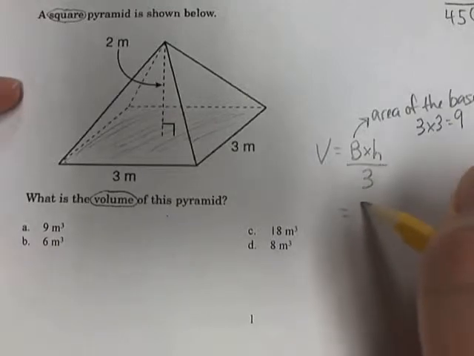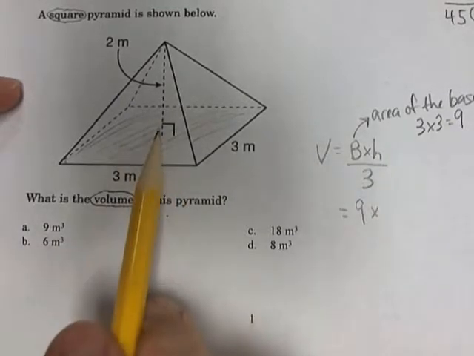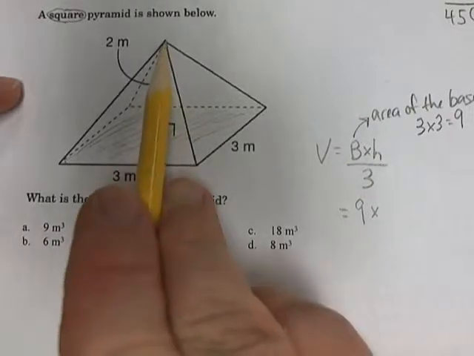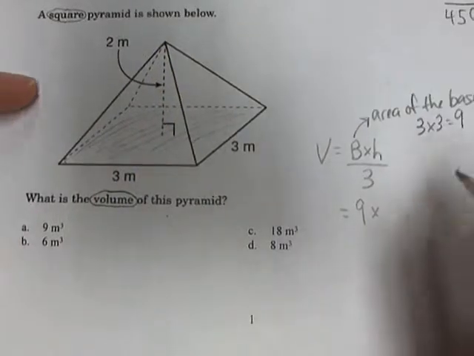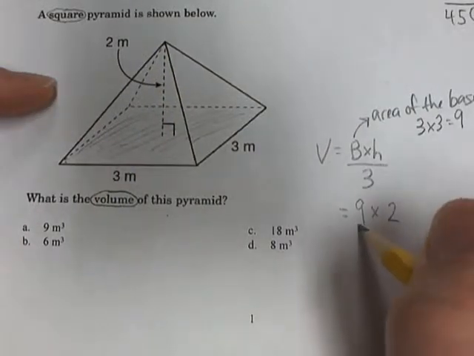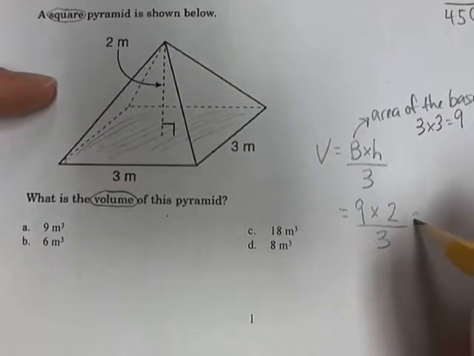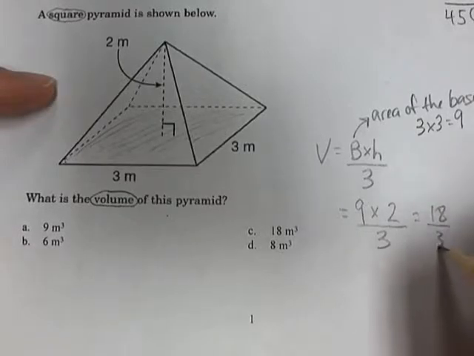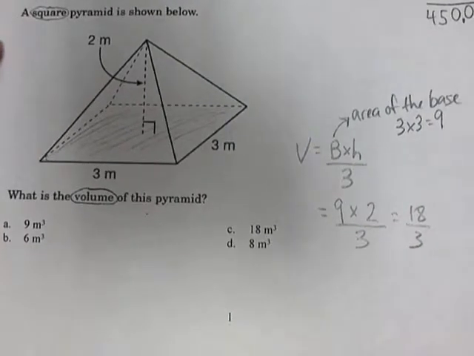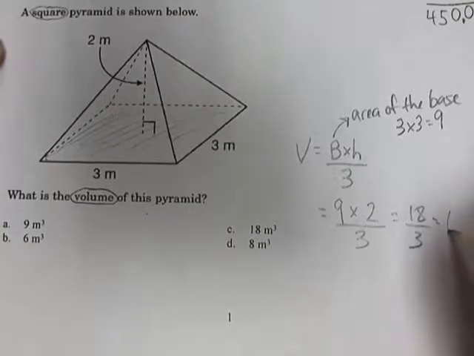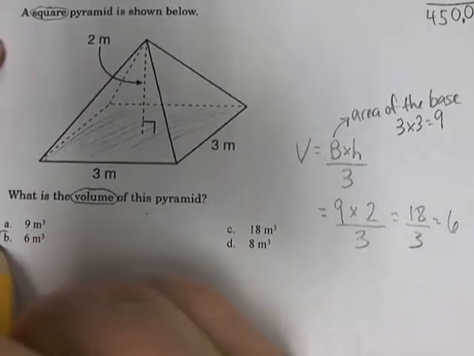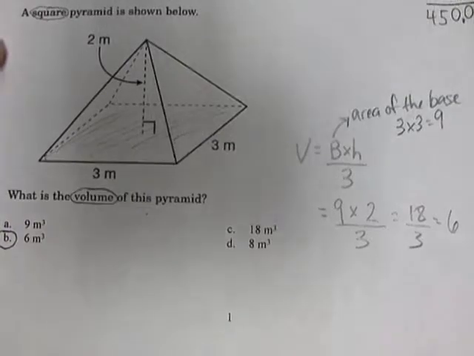Plug 9 in for B times the height. The height is always the measurement that starts at the middle of the base and goes up to the vertex. So 2 divided by 3 gives you 18 divided by 3. Now you divide and you get 6 meters cubed. Volume is always cubed.